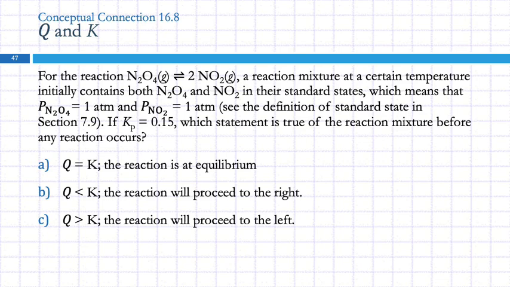So it initially contains both N2O4 and NO2 in their standard states, which means that the partial pressure of each of them is 1 atmosphere. And if you don't remember what standard states are, that's back in chapter 7. So if the pressure equilibrium constant is 0.15, which statement is true of the reaction mixture before anything happens? Does Q equal K? Is Q less than K? Or is Q greater than K?